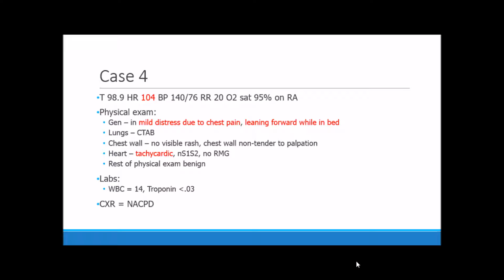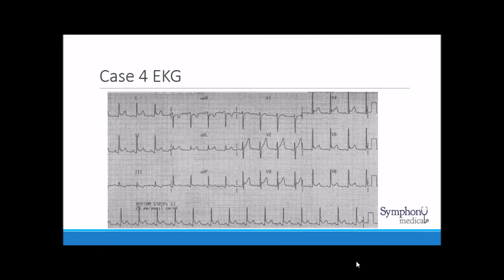So let's look a little further. So he's tachycardic but normotensive. O2 sat is slightly low. In mild distress from the chest pain, leaning forward while in bed. Okay. Those are the labs. And that's the reading of the chest X-ray, which we'll see may or may not be accurate. So does this help you at all? Not that much.